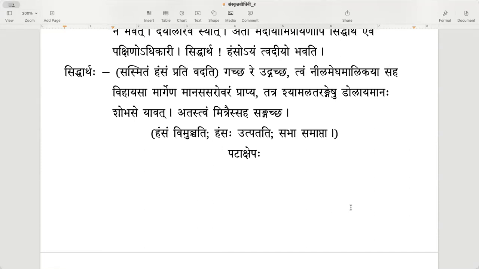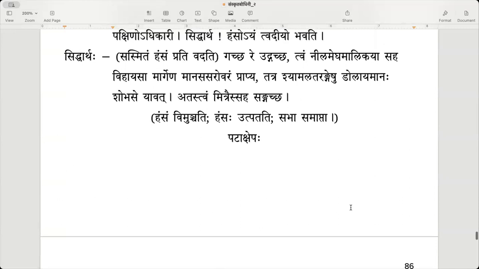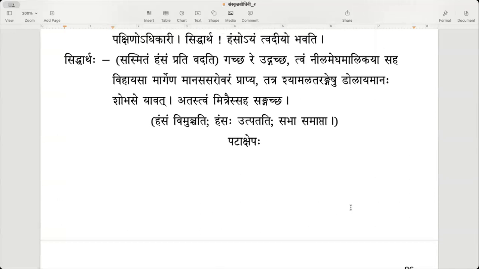Hamsam vimunchati. Hamsaha utpatati. Sabha samapta. Okay, he releases the swan. The swan flies up, and the court ends. All of the curtains.